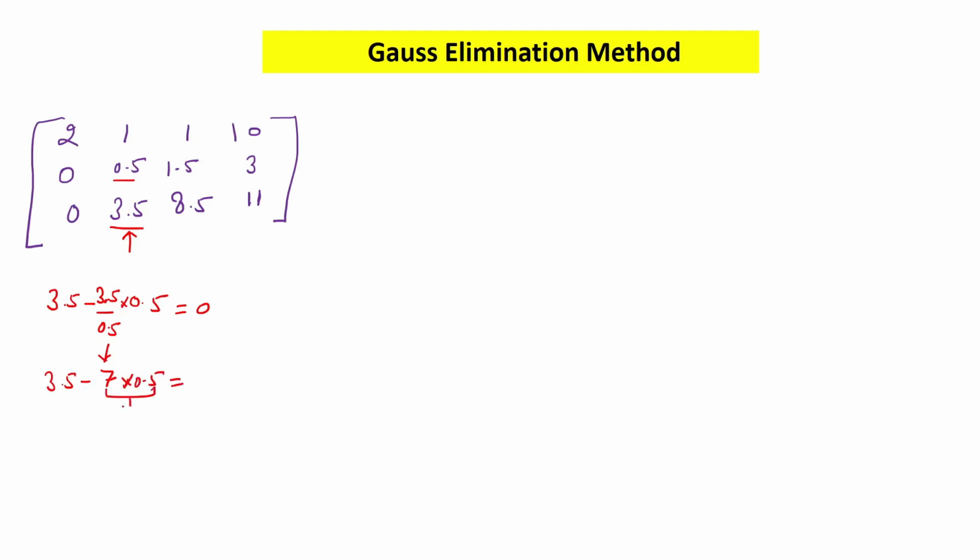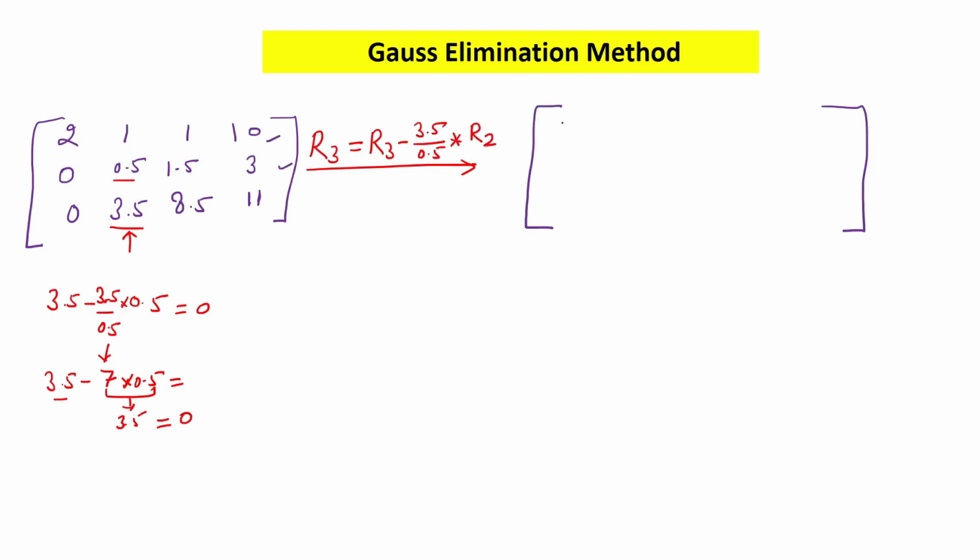So it means 3.5 minus 7 multiply 0.5. And this is actually 3.5. So 3.5 minus 3.5 will be 0. So I can write R3 has to be changed. R3 minus 3.5 upon 0.5 multiply R2. So row number 1 and row number 2 will not get changed. So I have copied them as such. Now this 3.5 upon 0.5 was actually 7. So I can simply say this is R3 minus 7 into R2.